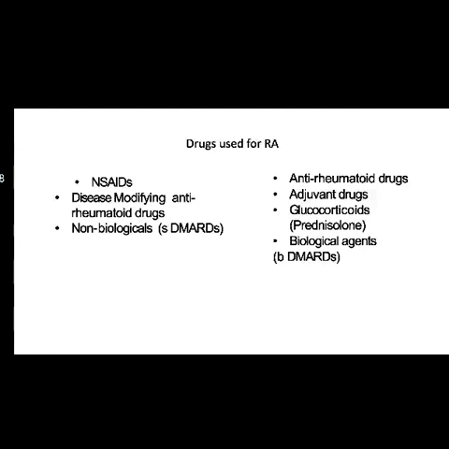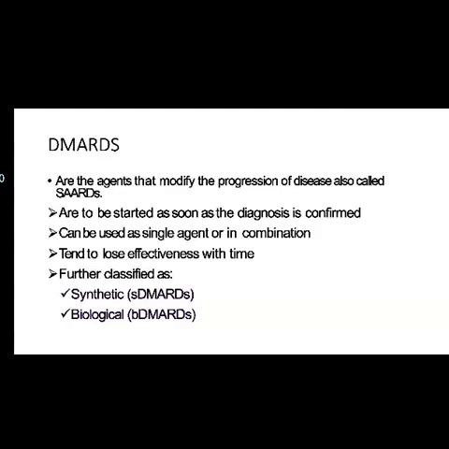So let us basically divide it into two major classes, that is NSAIDs and DMARDs, that is disease-modifying anti-rheumatoid drugs. Along with these, anti-rheumatoid drugs can also need some adjuvant therapies, other anti-inflammatory agents like glucocorticoids, prednisolone, and so on. These disease-modifying anti-rheumatoid drugs are further classified into two major classes. One is synthetic, the other one is biologicals.